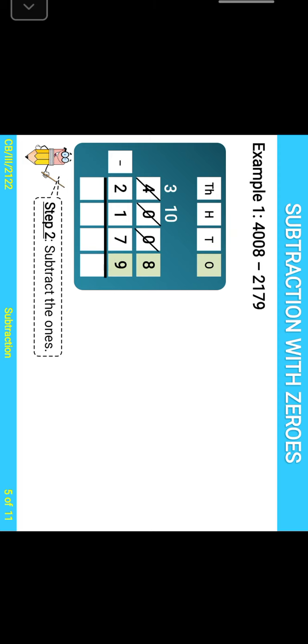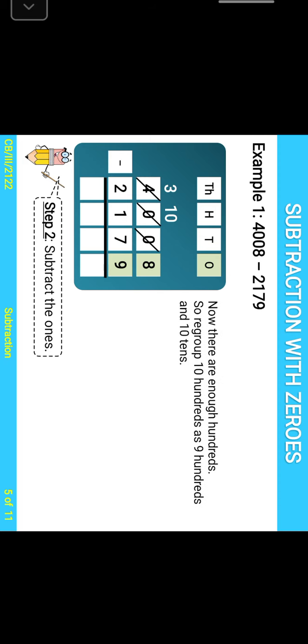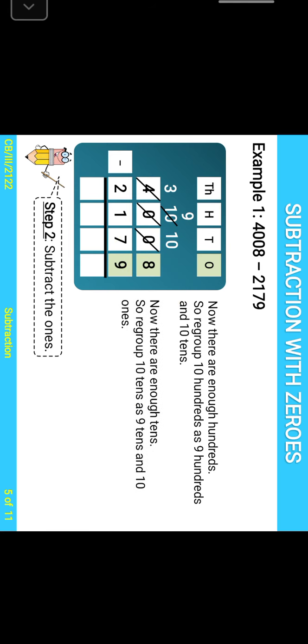So what should we do? We will again regroup for the 0. Now there are enough hundreds, so regroup the 10 hundreds as 900 and 10 tens. You have to write it like this. Now 10 has come here, and now you can take a borrow for the 8 from it. So we will do that. We cut the 10 and put a borrow for the 8. In place of 8, you can write 18.